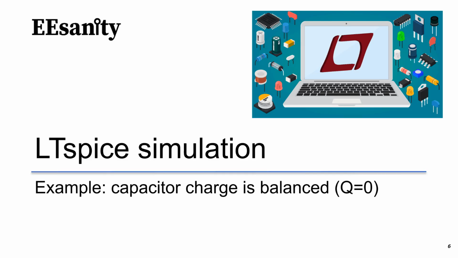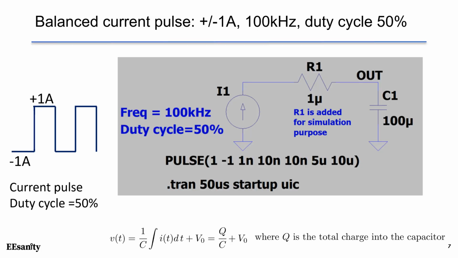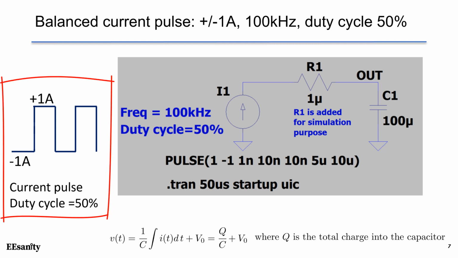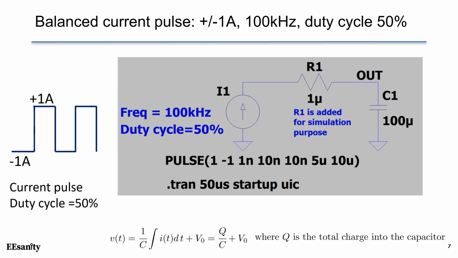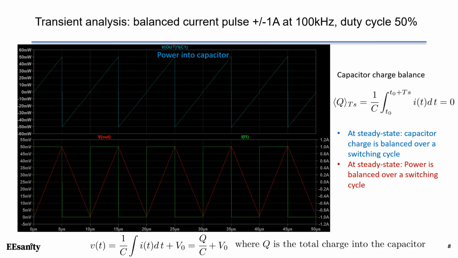In this example, the current source becomes a pulse waveform. So this is the detailed definition of this balanced current pulse. The current pulse goes from -1 amp to 1 amp. The duty cycle is 50%, and the frequency is 100 kHz. This current pulse will feed into the capacitor, and we are going to check the capacitor voltage. Because the current has an average of 0 amps, the average current charge into the capacitor over a switching cycle is 0.